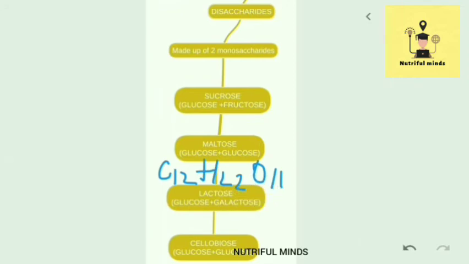Lactose. Lactose is the sugar present in milk. It is also called milk sugar. Lactose is the least sweet of all the sugars: sucrose, maltose, and lactose. Lactose is the only carbohydrate of animal origin. It has significance in diet. It is hydrolyzed by the enzyme lactase present in the human small intestine.